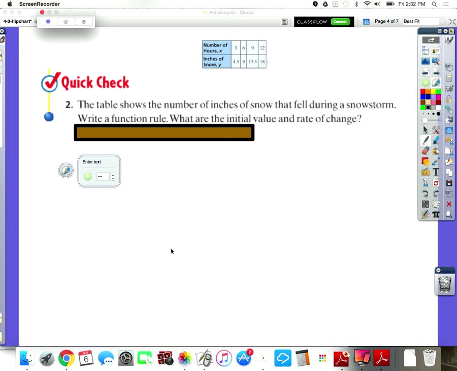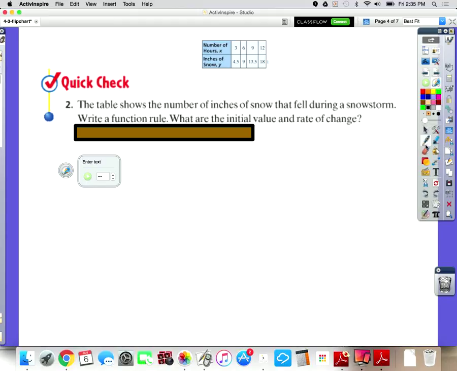All right, so out of this table that's super teeny tiny, I want you guys to pause it before you click play and type in the slope. Find the slope. So y minus y. Did most of you guys do 9 and 4.5? Okay, so do 9 minus 4.5, which is what? 4.5.